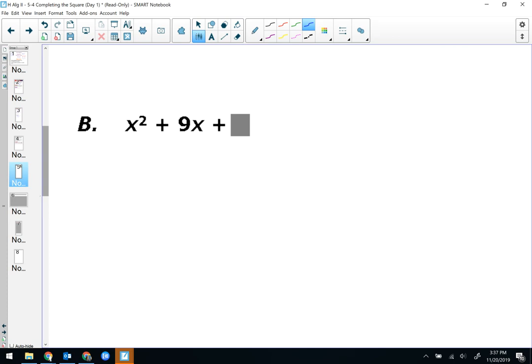Oh, no. All right. So what's half of b? 9 over 2, because that's half of 9. Okay. What's 9 over 2 squared? 81. Oops, I don't know what that guy is. 81 fourths. Okay, so 81 fourths fills in that blank.